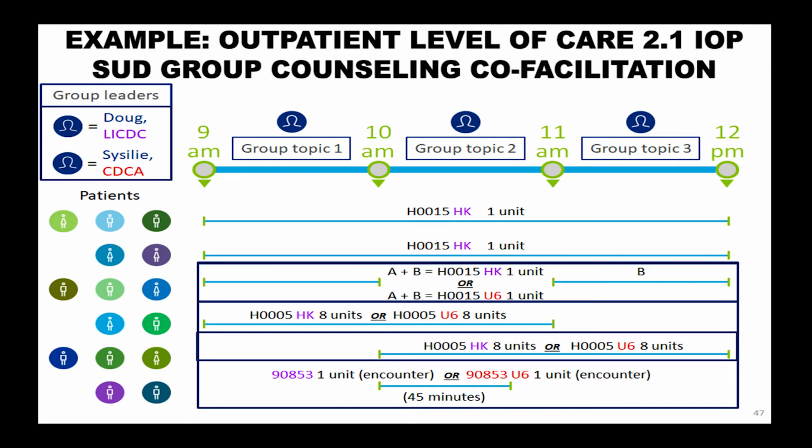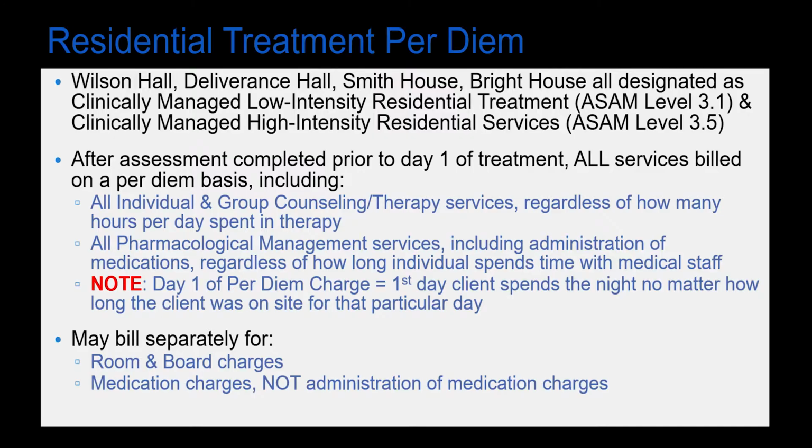Okay. All right, let's move on to level 3 ASAM for residential. This applies to all of the residential facilities who are going to be considered ASAM level 3.1, which is low-intensity residential treatment, and high-intensity residential treatment level 3.5.